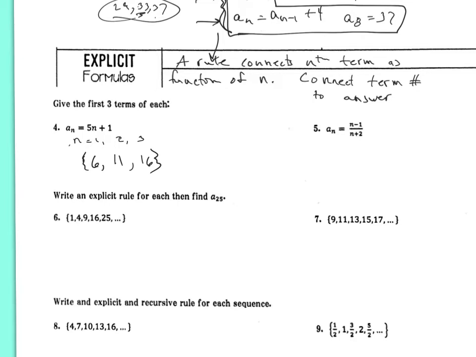So for number 5, if n equals 1, we would have 0 over 3. So our first term is 0. If n equals 2, we'd have 1 over 4. And if n equals 3, we'd have 3 minus 1, which is 2, over 3 plus 2, which is 5. And so this would be 2/5.